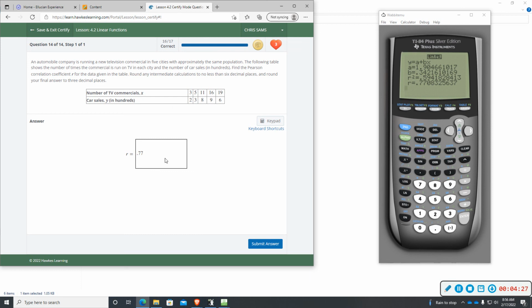But anyway, that's just to kind of give you a better understanding of what this is we're calculating and what it's for.